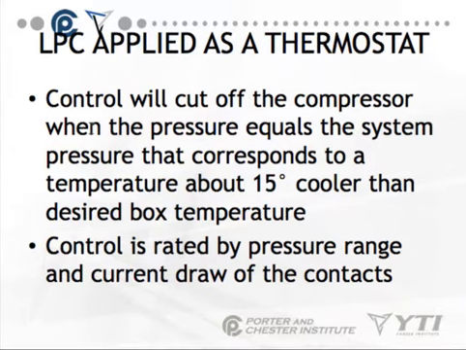If a low pressure control is applied as a thermostat, the control will cut off the compressor when the pressure equals the system pressure that corresponds to a temperature about 15 degrees cooler than the desired box temperature. Okay, so you got to look at your temperature pressure charts and figure out what pressure this control needs to open at. The control is rated by its pressure range and current draw of the contacts.